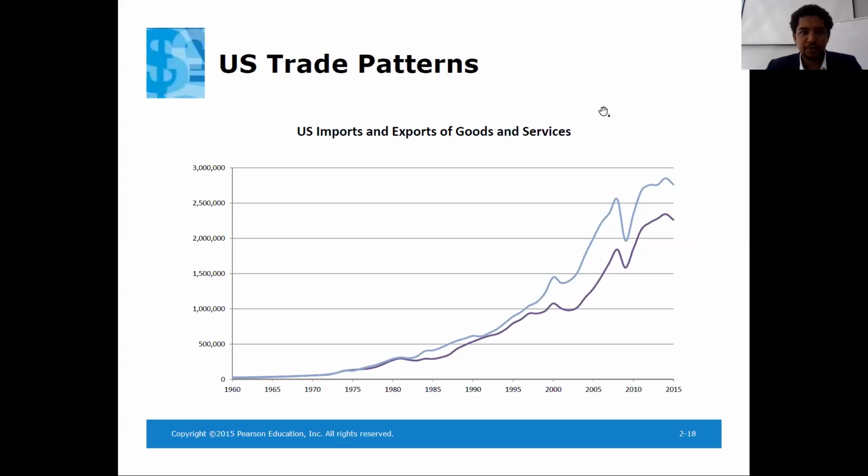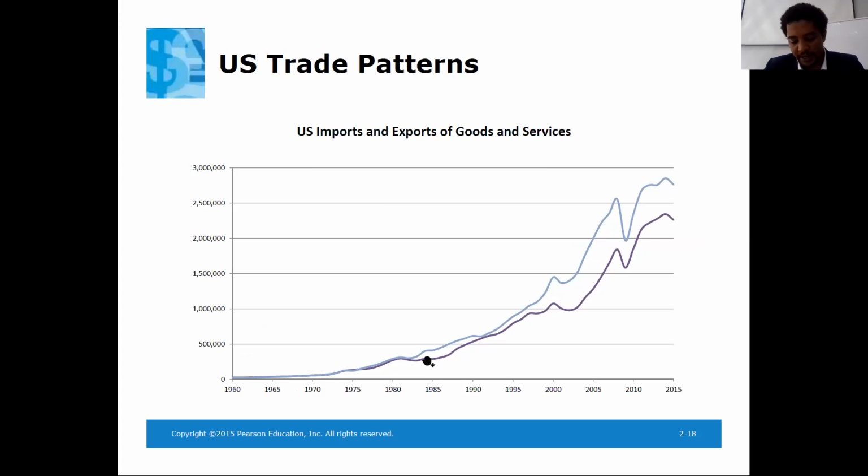So let's continue from here. This figure shows the import and export of goods and services of the US. Here, the light blue is the import, and the one below is the export.